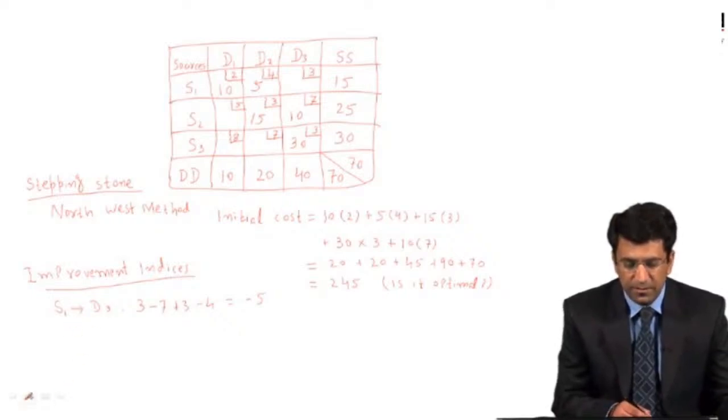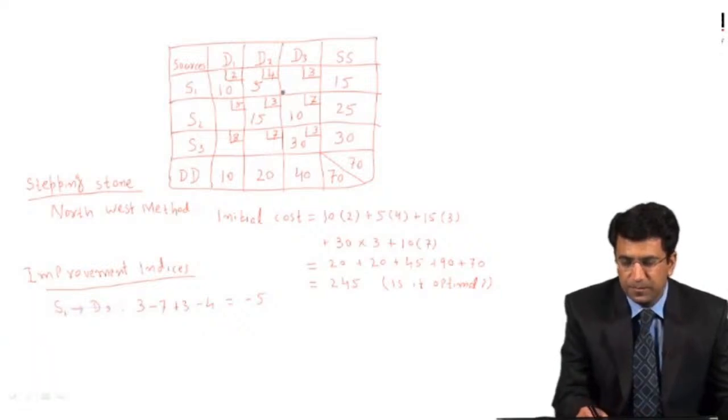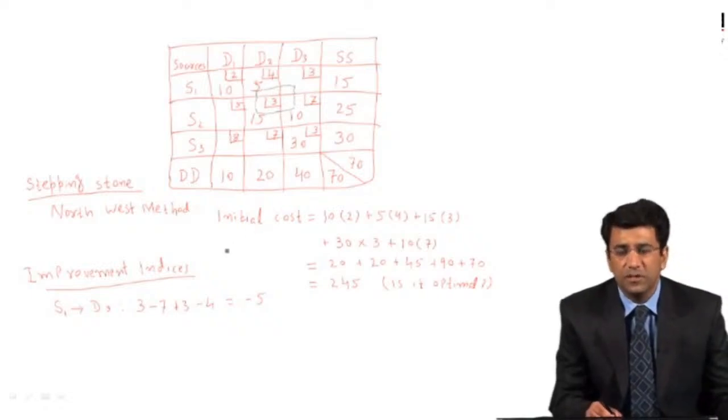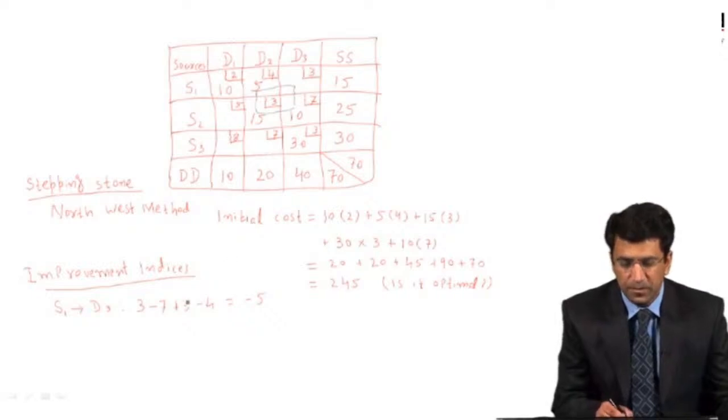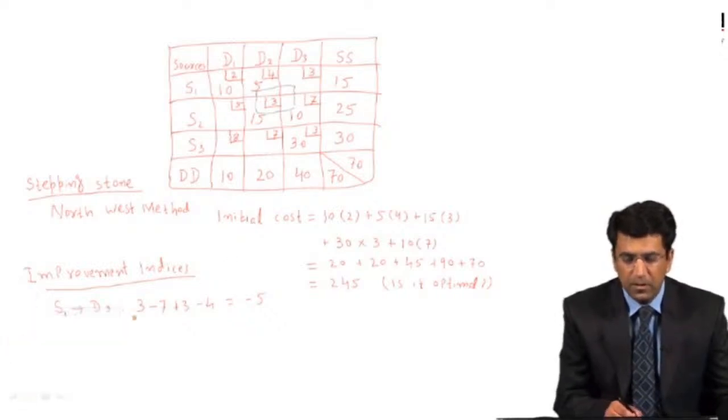So let me draw this loop so you can easily identify it. This is the loop. This is the particular loop for this particular empty cell. So class, again the next empty cell is S2 to D1. S2 to D1, this is an empty cell.